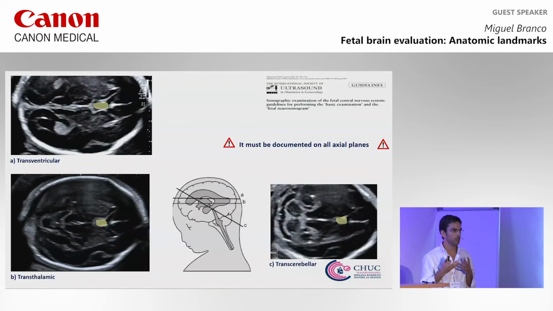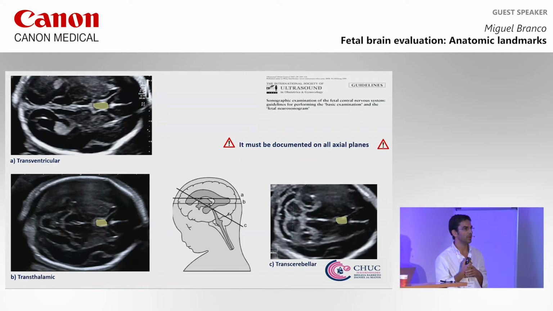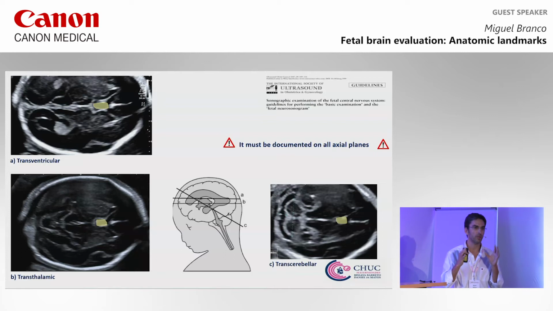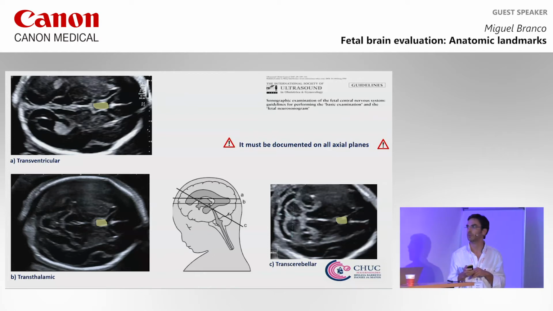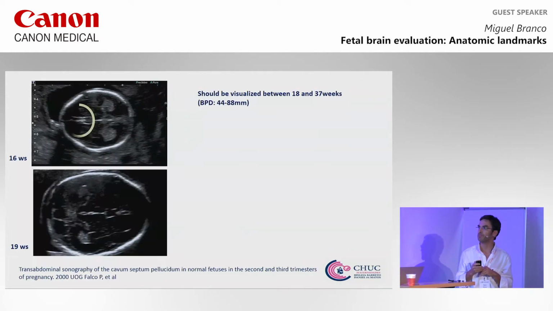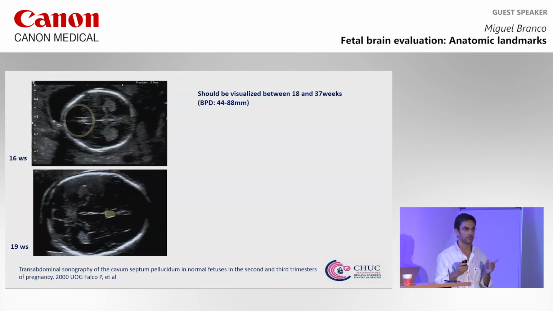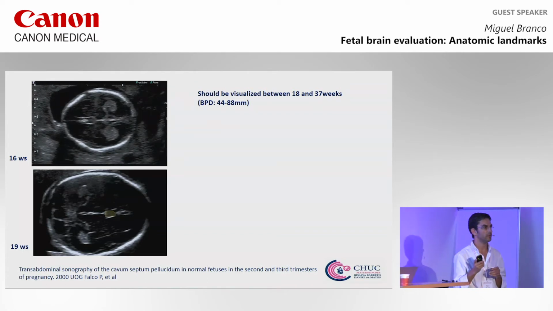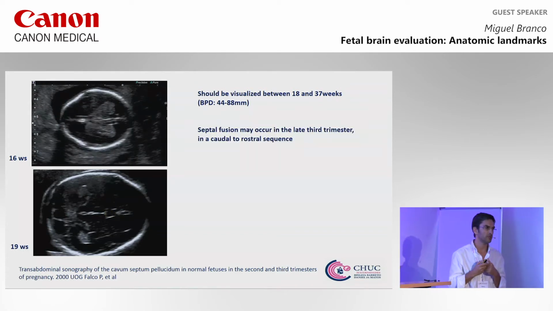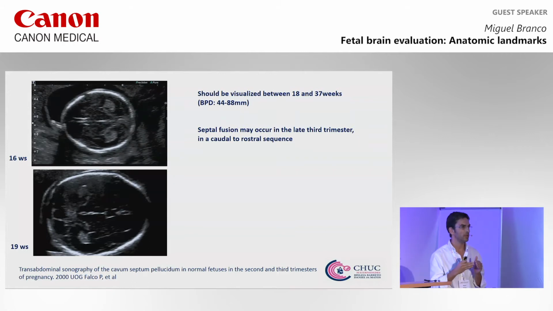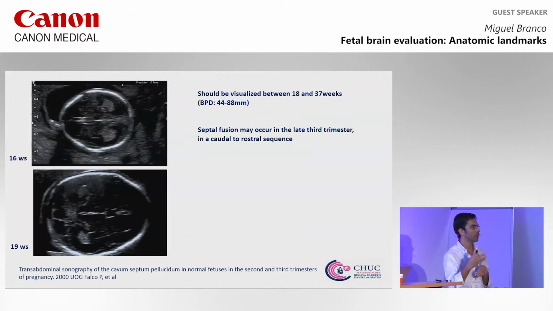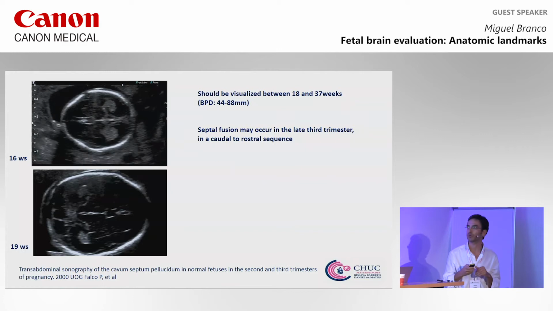It is an important landmark on screening, and it's very important that we make all the image, including the CSP. The screening axial image must include the CSP. The CSP is visible between 18 and 37 weeks. Later in gestation, it can fuse. It's almost always fused after 3 months of birth.